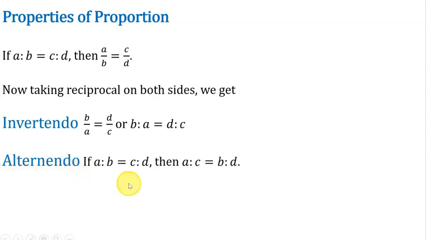Now next, alternando. What is meant by alternando? If we have the ratio A upon B is equal to C upon D, then A upon C is equal to B upon D. This is called alternando. It means that we shift C into the place of B, and B into the place of C, and then it is called alternando. So if A is to B is equal to C is to D, then A upon C is equal to B upon D.